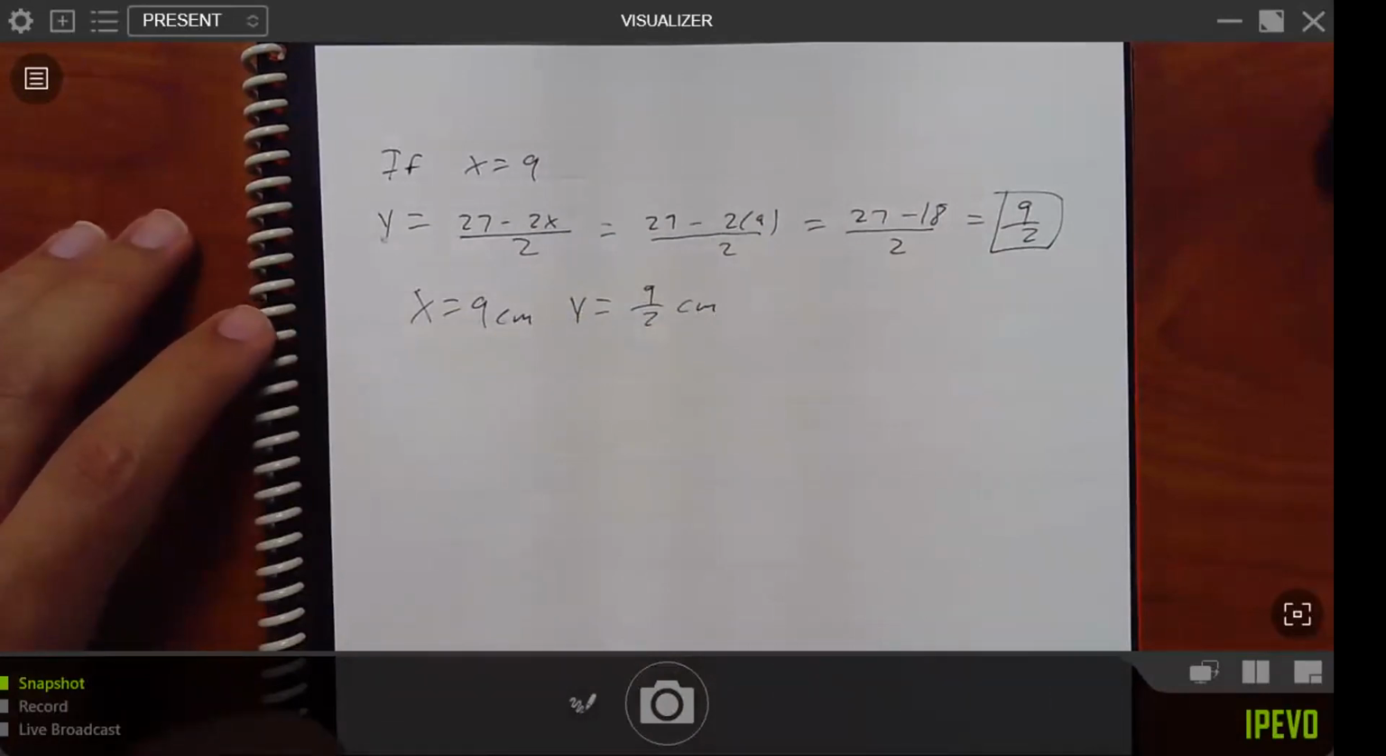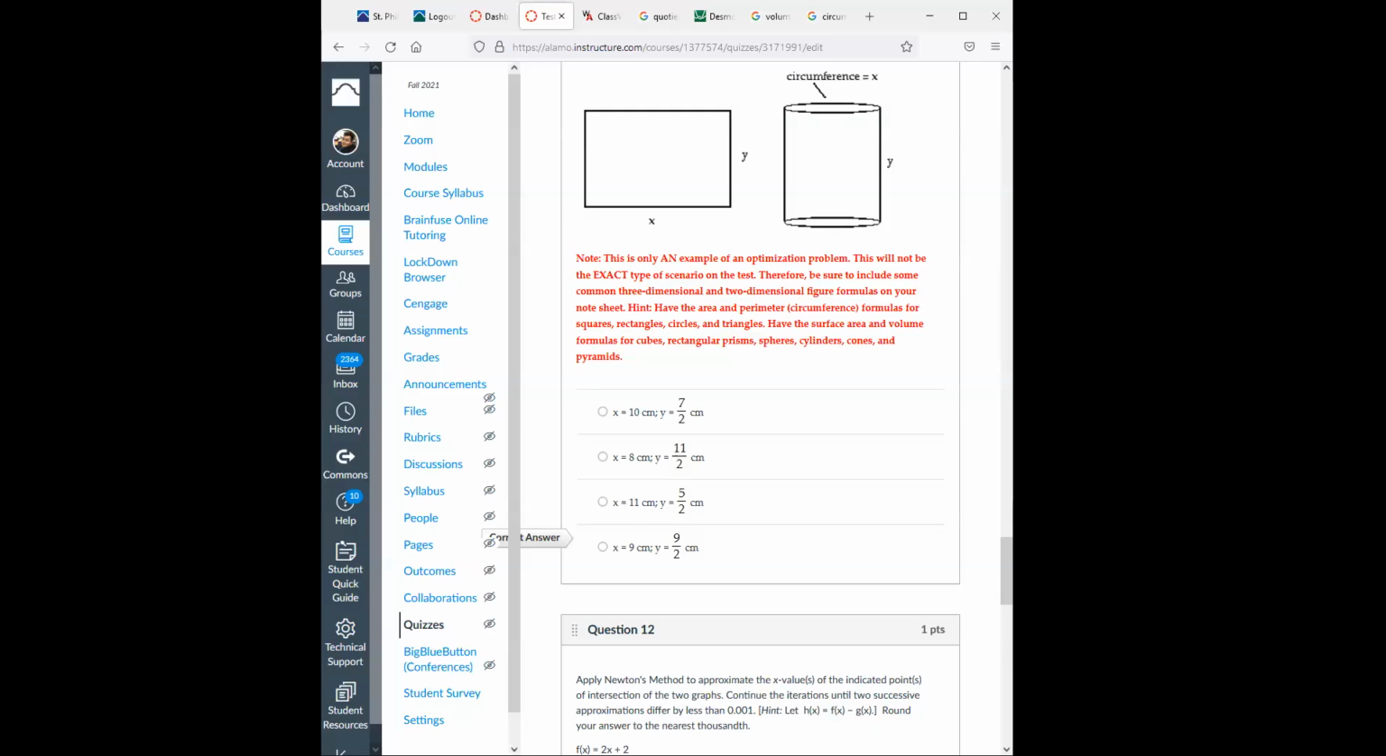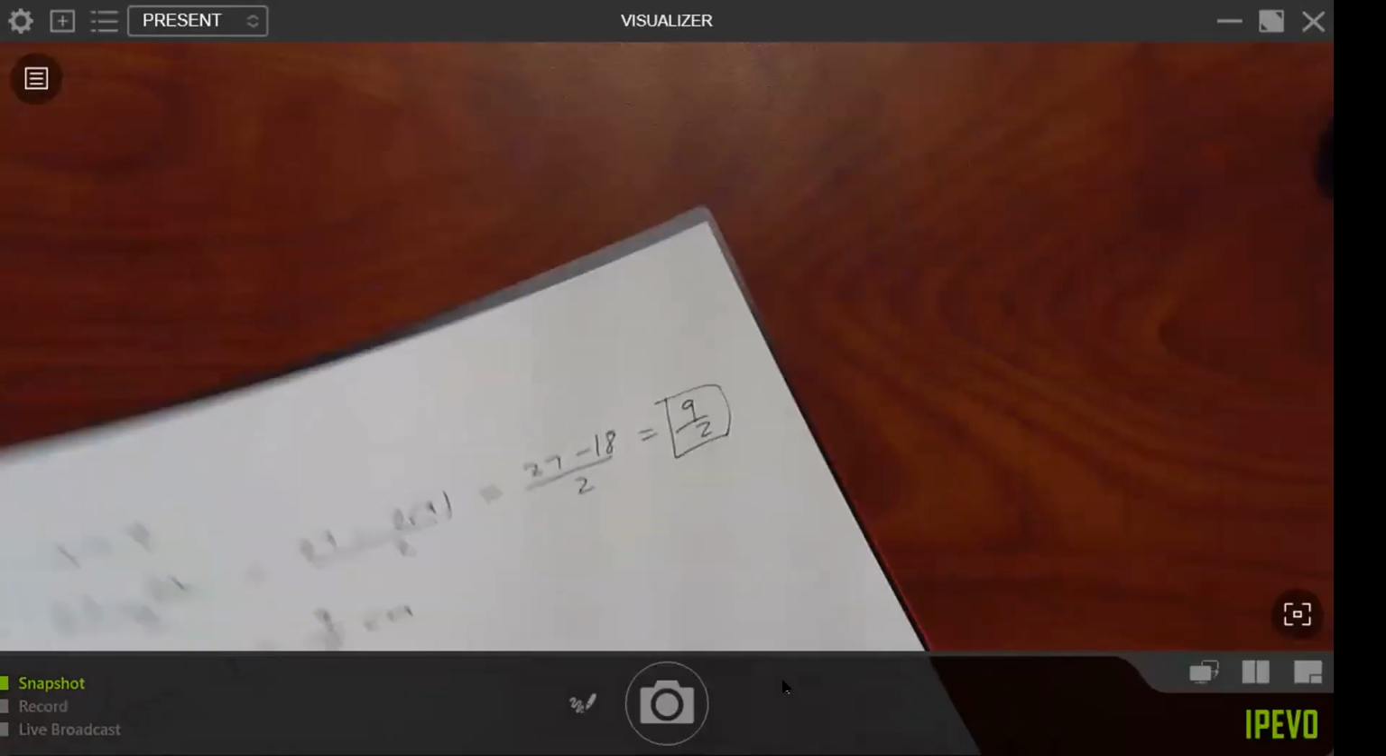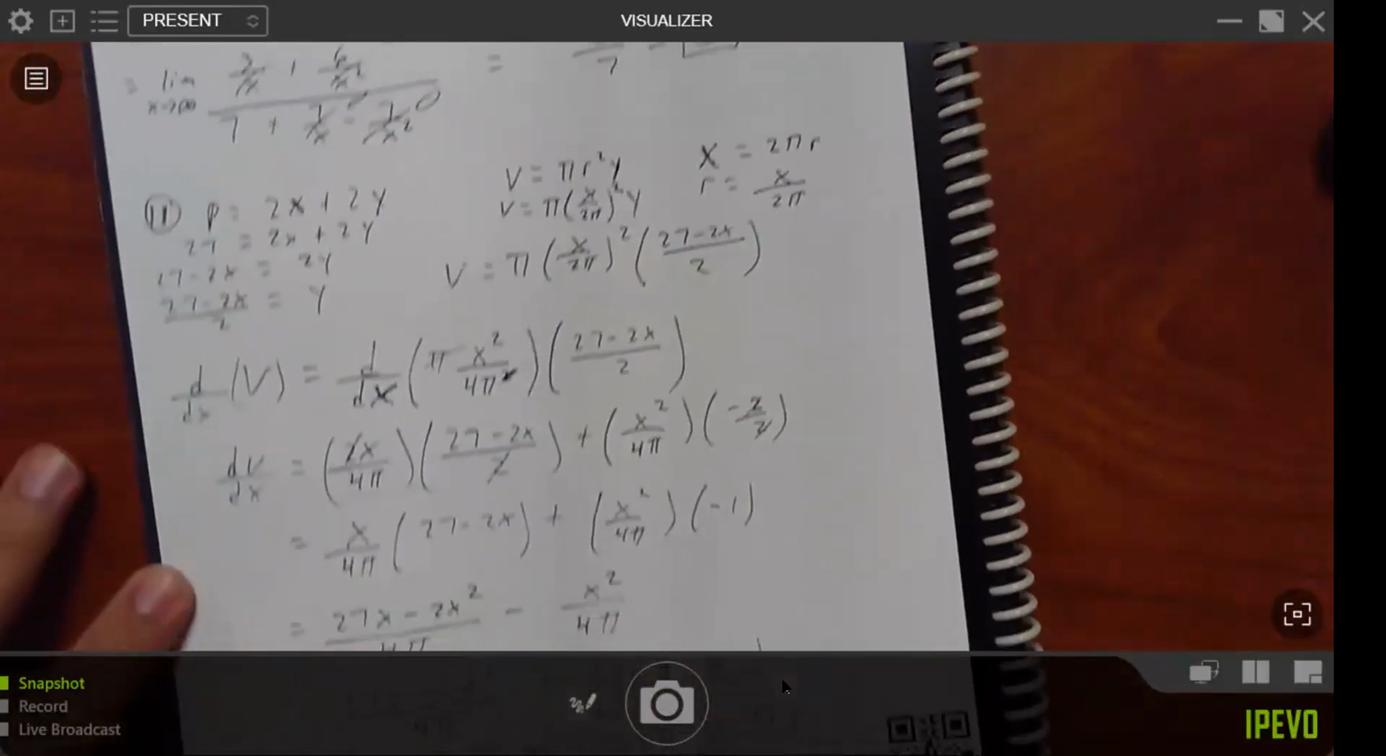I'm sorry, what made you use 9 instead of the plus or minus 3? Well, that was a mistake. There was no plus or minus 3. Let me show you the work. So this is the work that we skipped here.